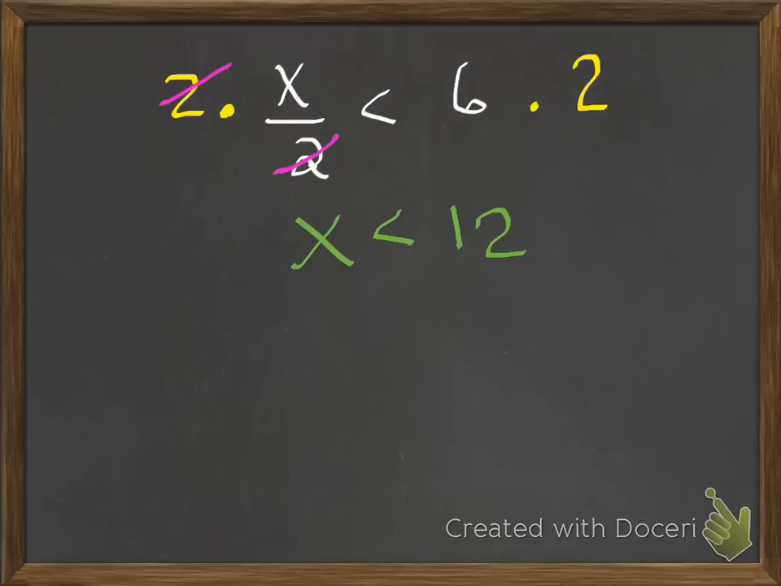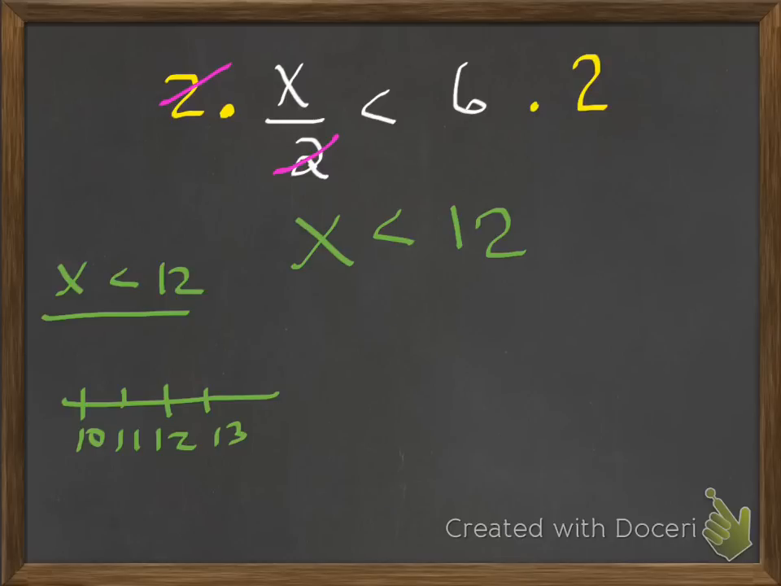And then you would obviously write x is less than 12, and then you'd be asked to graph it again. So again, 12, 11, 10, 13, and 14. It would be again an open circle on 12 because there's no equal to sign right there. So it's open circle and it's all the numbers that are less than, so we're going to go back to the left.